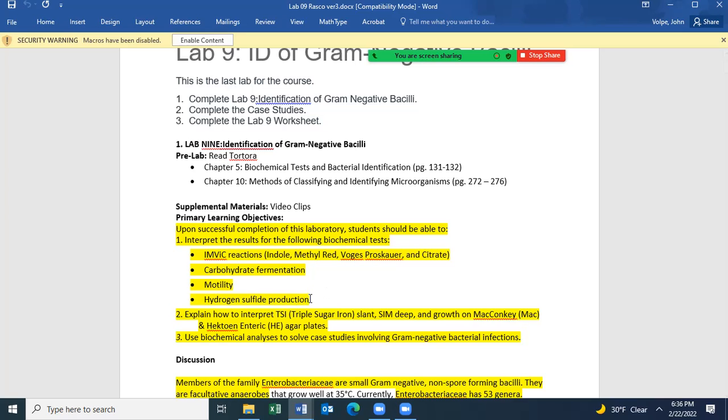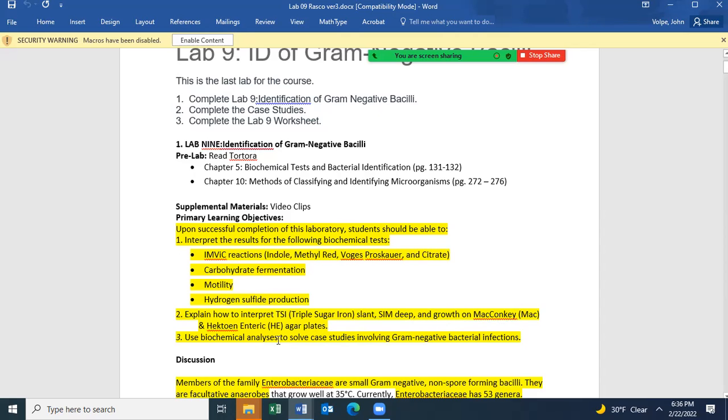Be able to explain and interpret a TSI test, that's triple sugar iron. Be able to explain and interpret the SIM test. And both of these tests look at more than one test, or one thing at a time. Be able to explain and interpret the growth on a MacConkey's plate and Hektoen enteric agar plate.